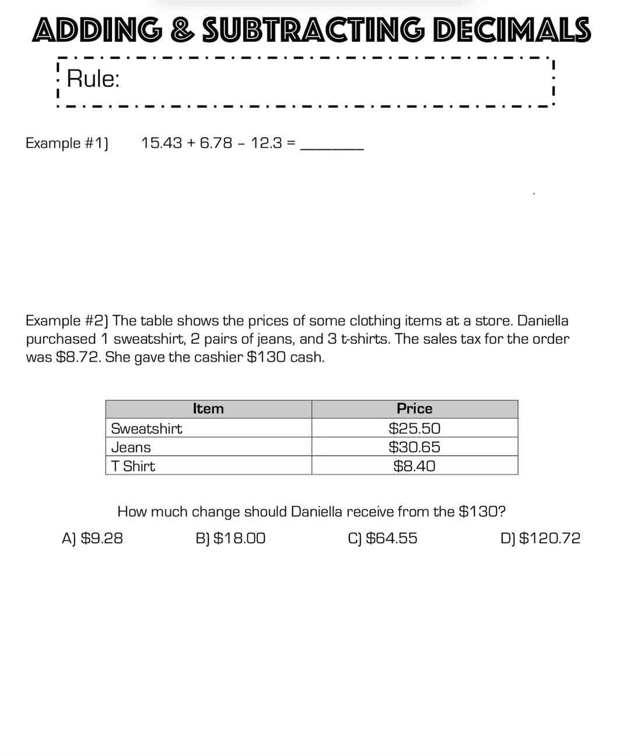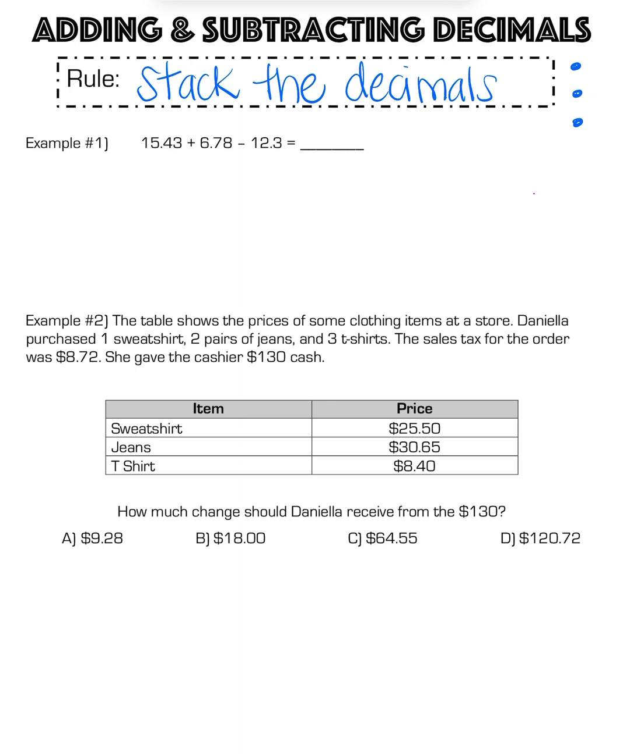So our rule for adding and subtracting decimals is to line up or stack our decimals. So we're going to stack the decimals or line up the decimals like buttons on a shirt. So if you have a decimal, then the next one, then the next one, they should be stacked on top of one another. All right, so in our first example, we have 15.43 plus 6.78 minus 12.3.